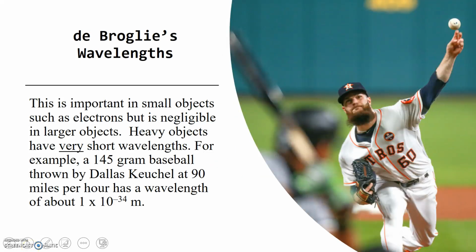So de Broglie wavelengths are a fun finding. In small objects such as electrons, de Broglie wavelengths are a big deal, but in larger objects they're not. Heavy objects, things that we would consider to have mass, have very short wavelengths, but they do have wavelengths. For example, a 145 gram baseball thrown by a pitcher like Dallas Keuchel at 90 miles an hour has a wavelength of about 1 × 10⁻³⁴ meters. It's a pretty short wavelength.